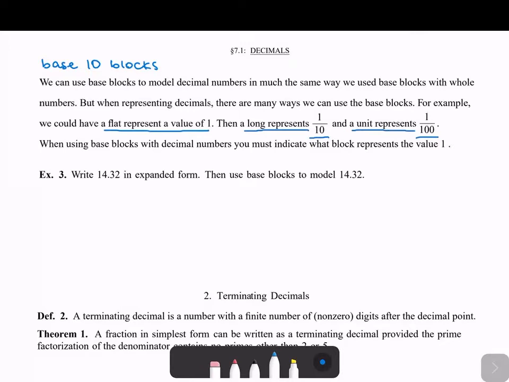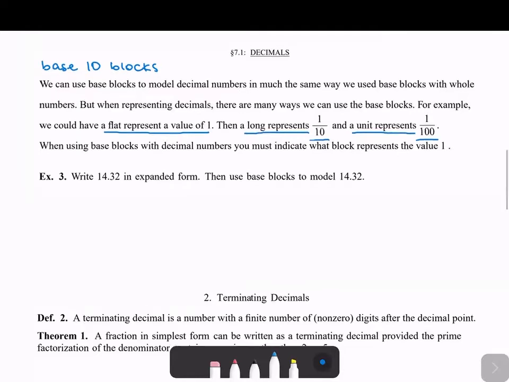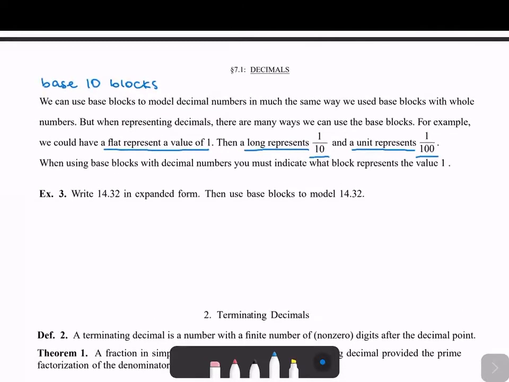And we can do it in this way. If we have a flat representing a value of 1, then a long is 1/10 of that, and a unit is a 10th of a long, which is a 10th of a 10th. Based off what we know about multiplying fractions, that is 1/100th. This isn't the only way to do it. We could also have a different block represent the value 1, for example, the 1000th cube. So let me just draw up here what these look like.